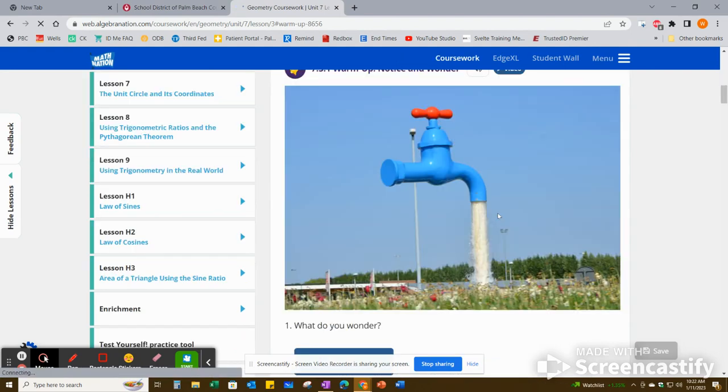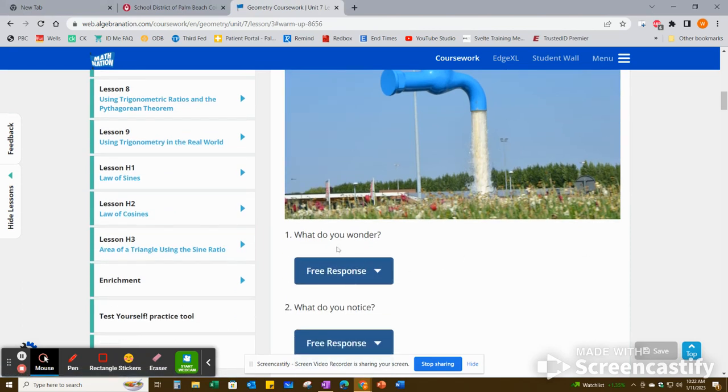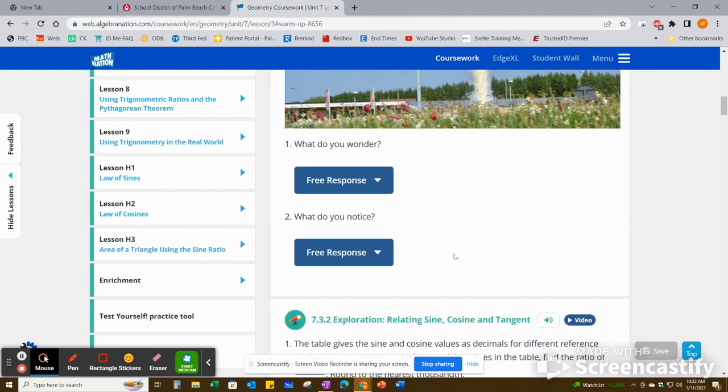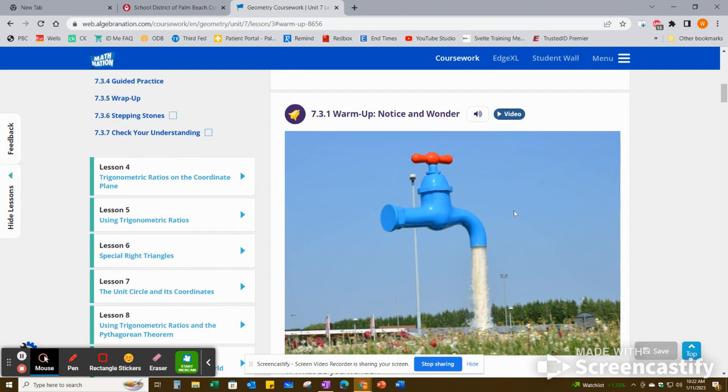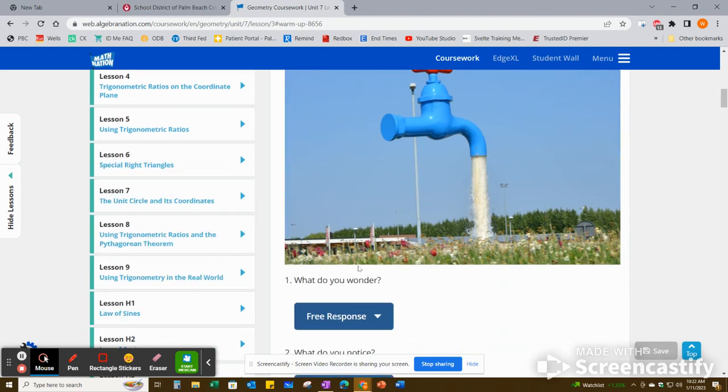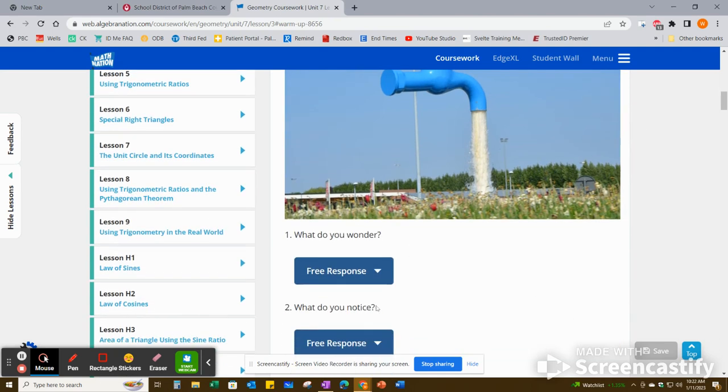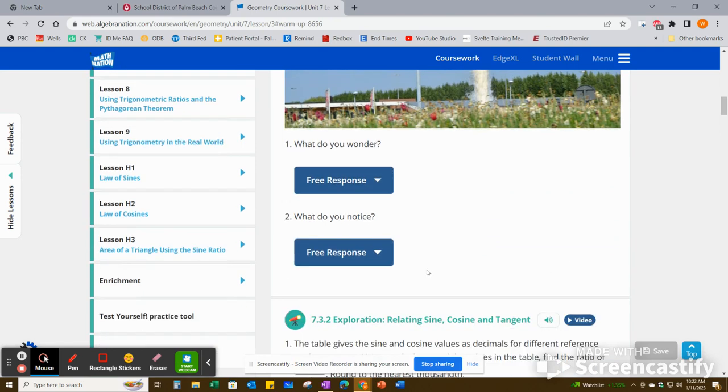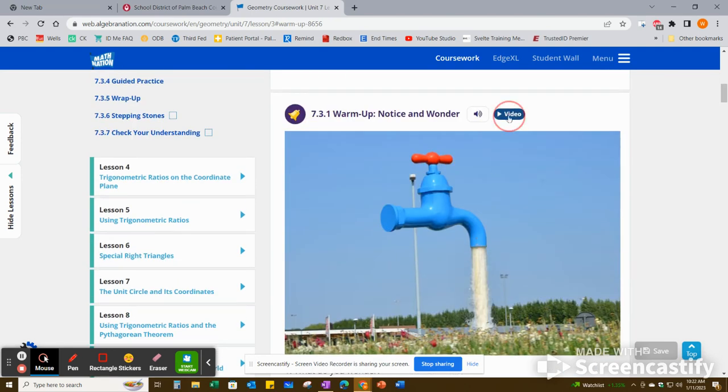You want to go over to the side, and there's the warm-up question. Okay, this what do you wonder? What do you notice? All of those are the actual responses that you write in your book. You do not have to write them on the computer because you have a book to write them in. At the top of every section, you're going to see a video. So when you look at the question, say, hey, what do you wonder? Answer it. What do you notice? And then when you're done, you can click the video and see what they have to say.